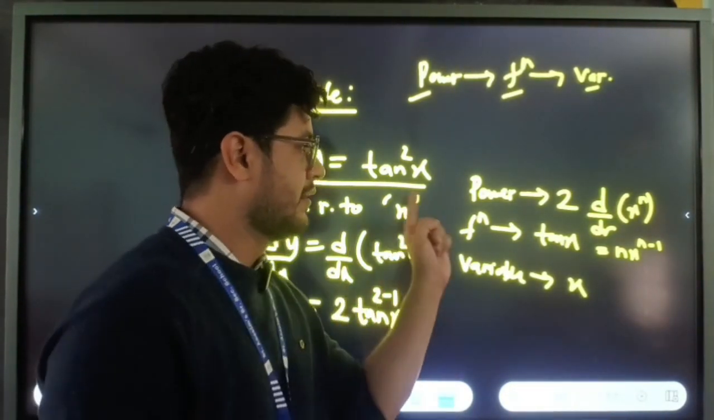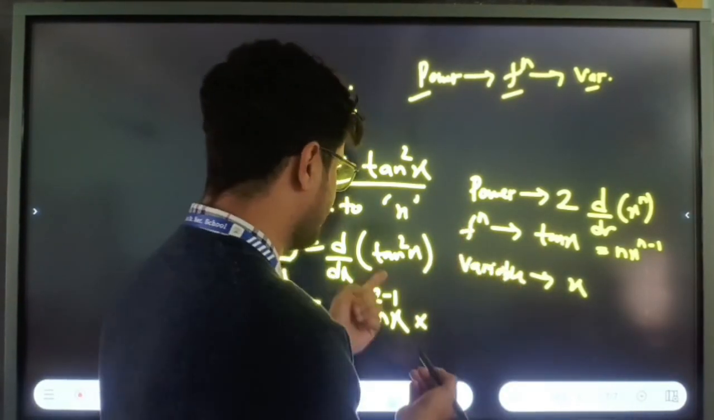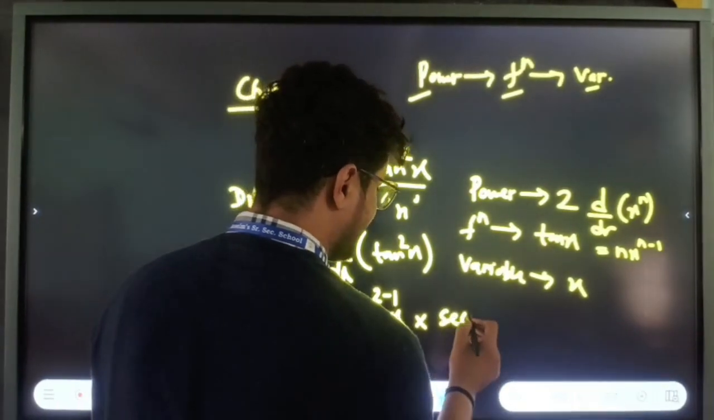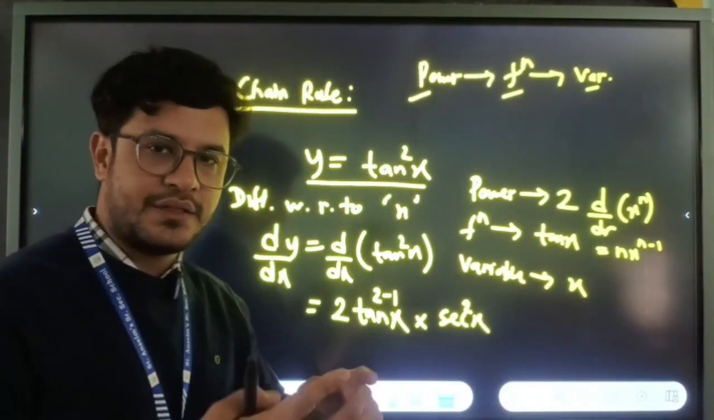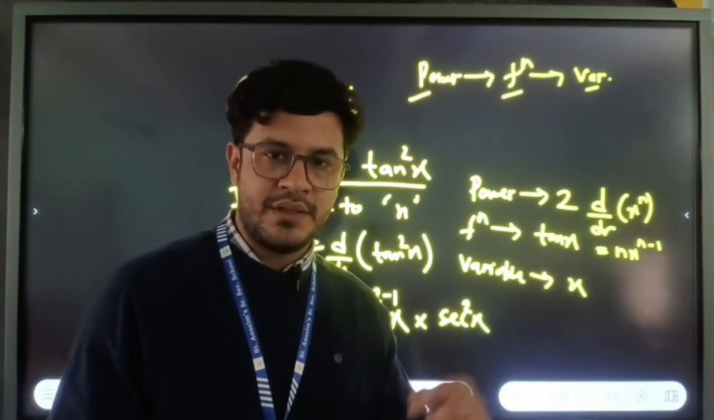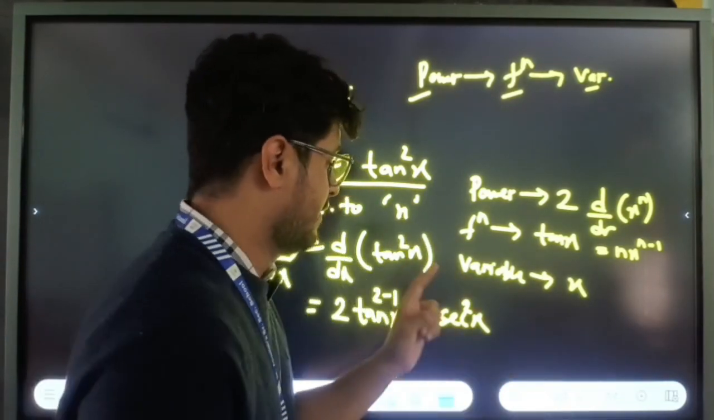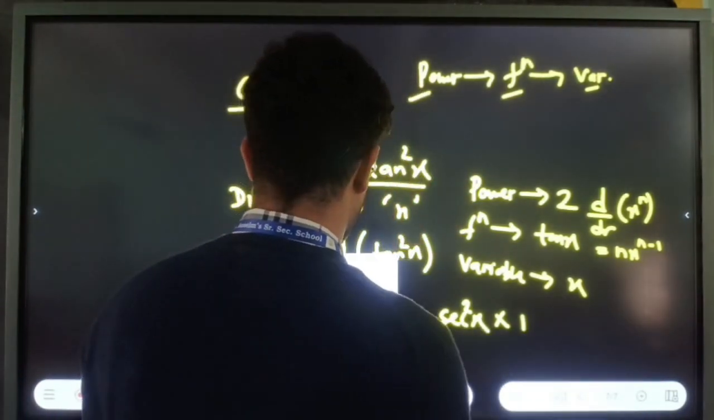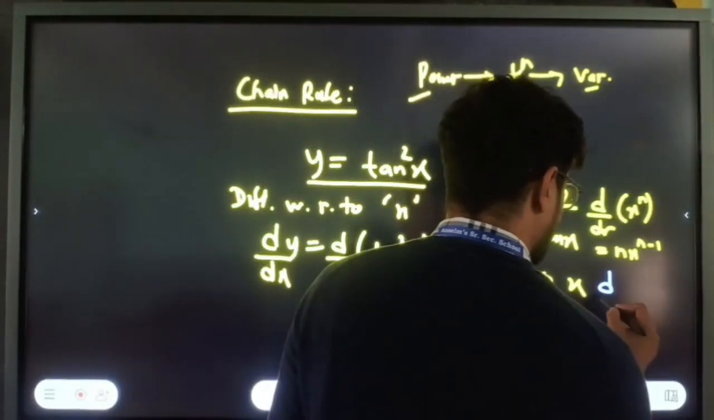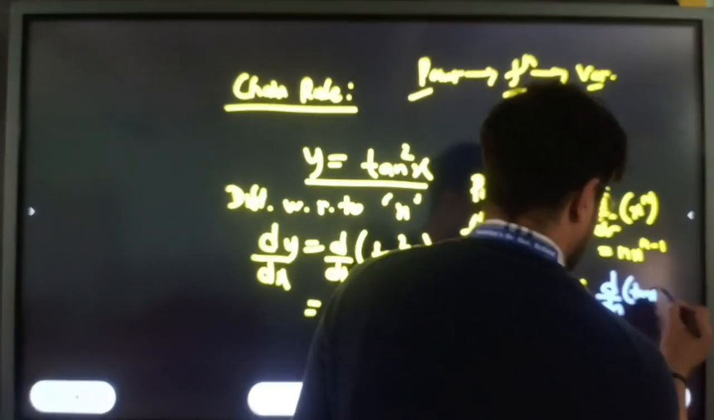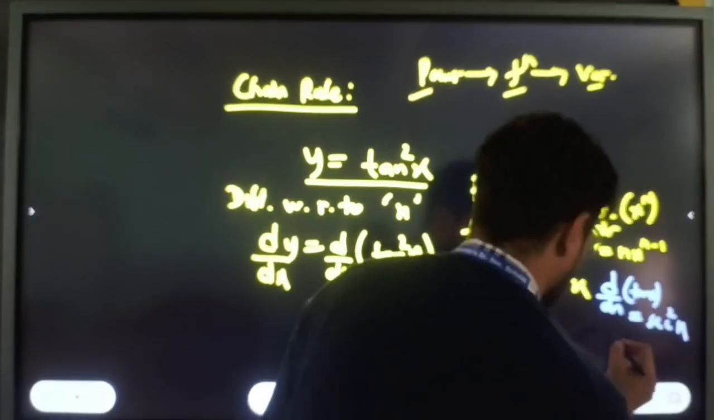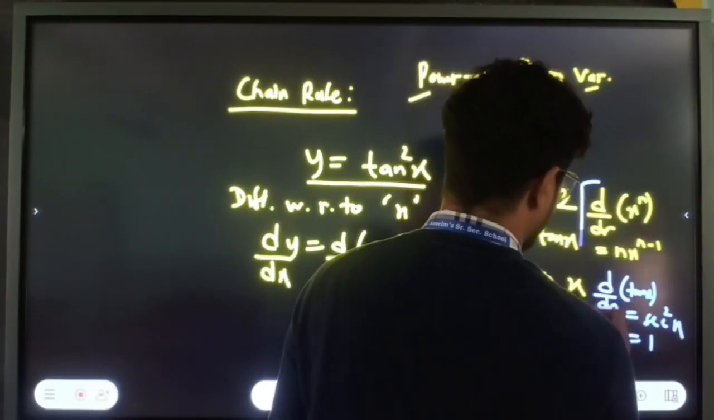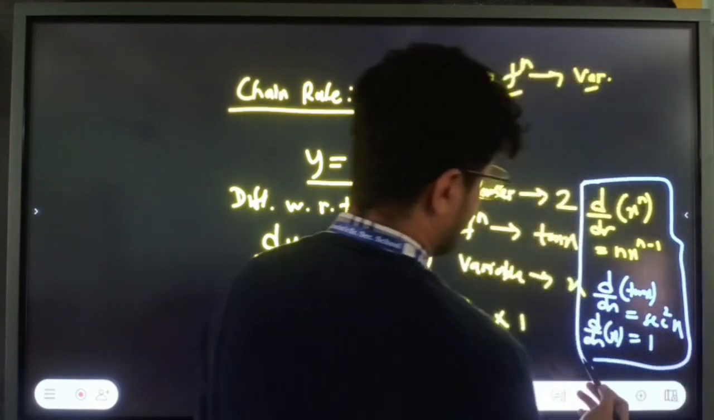Next one was the function. The function is tan x, and again we have a standard formula for tan x. The derivative of tan x is sec square x. Next one is the variable. The variable is x only, and the derivative of x is 1 only. All are standard formulas. I am writing here d by dx of tan x is sec square x, and d by dx of x is 1 only, and I have already mentioned d by dx of x power n is n x power n minus 1.